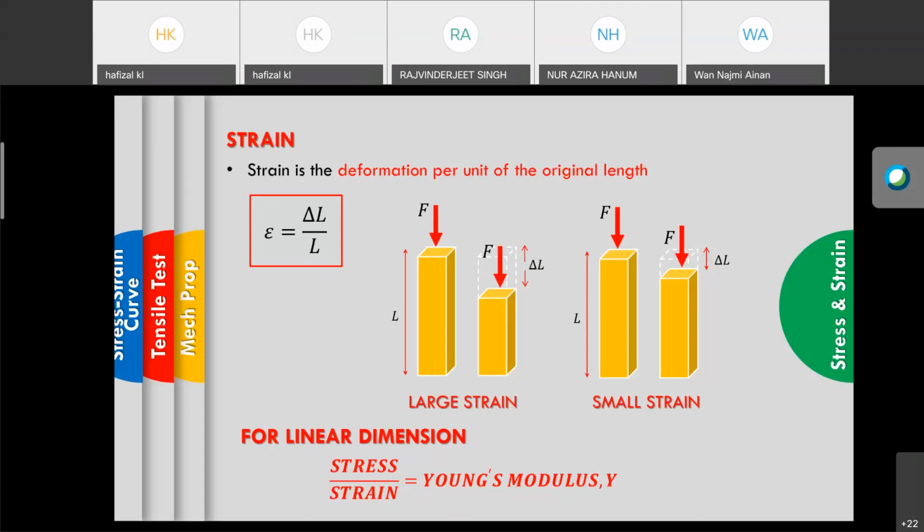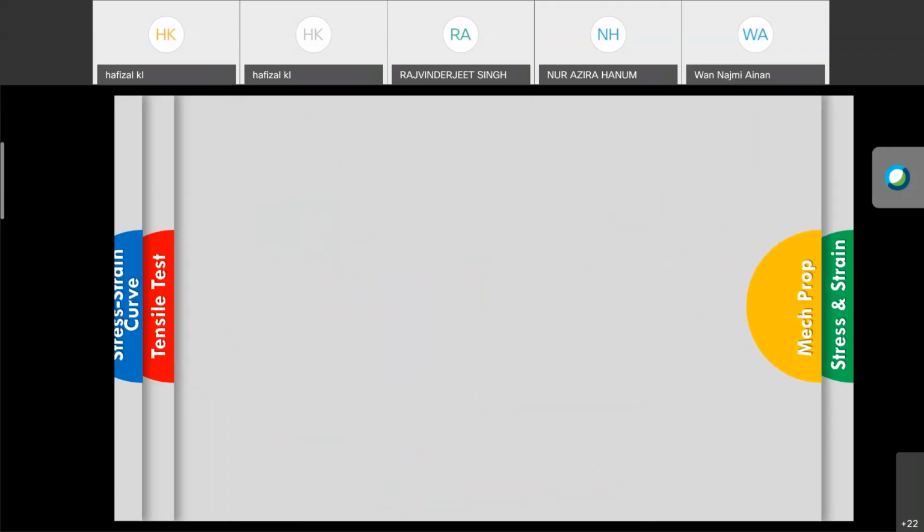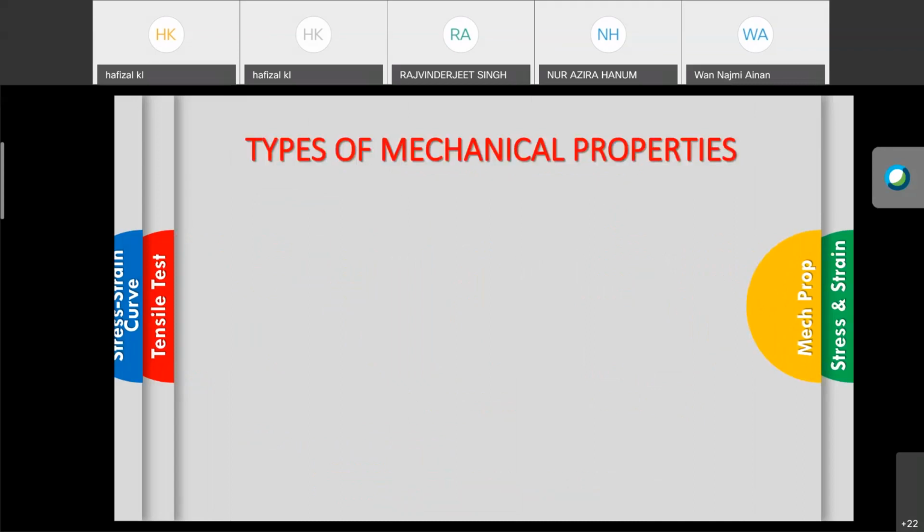Okay, so now let's move on to the type of mechanical properties. After this, we will look at the type of mechanical properties that we want to discuss. There are a lot of mechanical properties, but we will only discuss the very important ones.